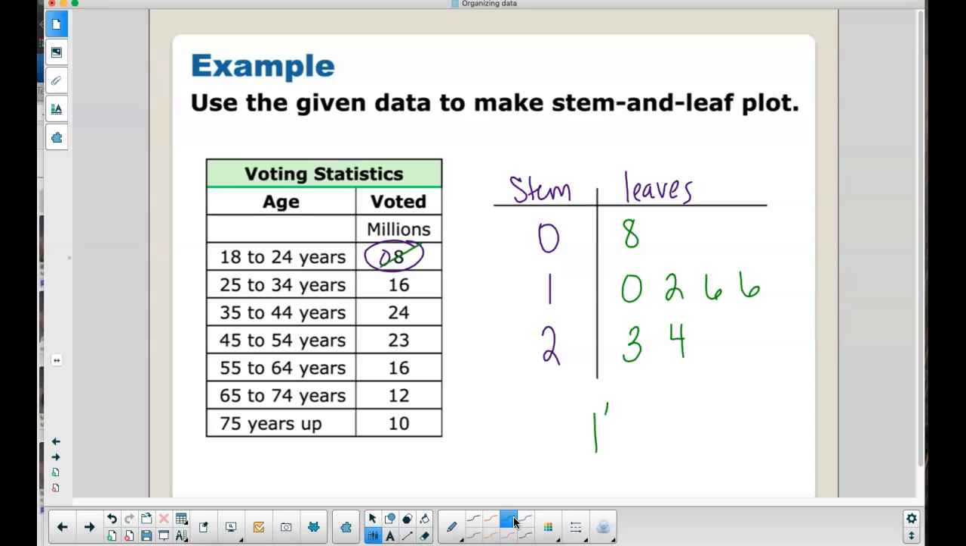And then I need a key. So 1 line 0 equals 10. Okay? Questions there?